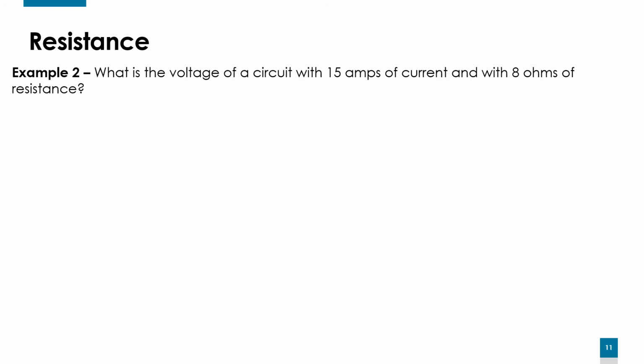Let's do the second one. Let's do another example. What's the voltage of a circuit with 50 amperes of current and with 8 ohms of resistance? So I'm going to highlight: what's the voltage with 50 amperes and 8 ohms? First step, make a list. So according to the formula, let's make our list.